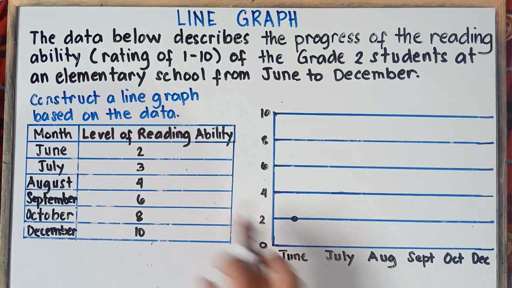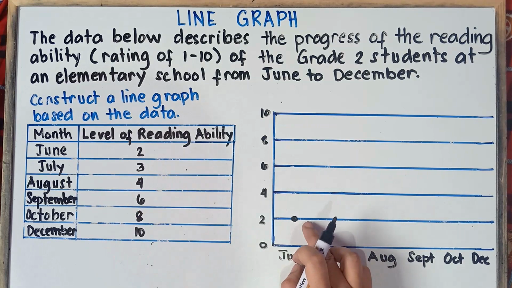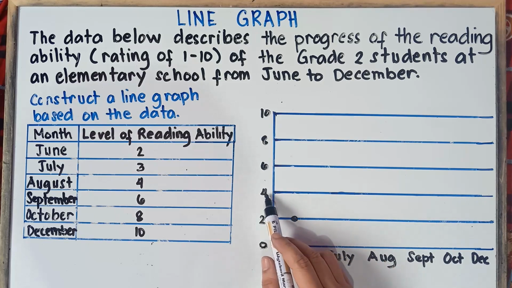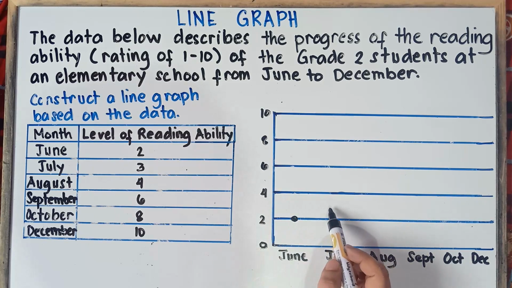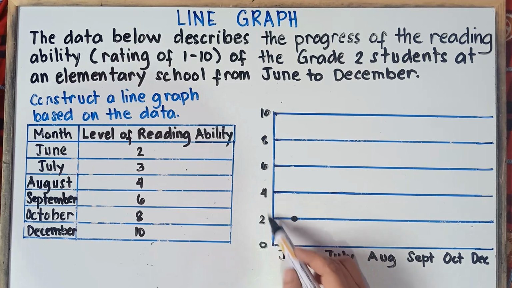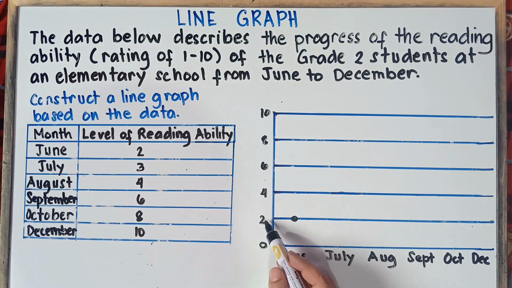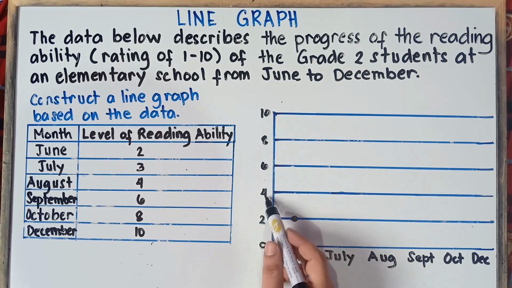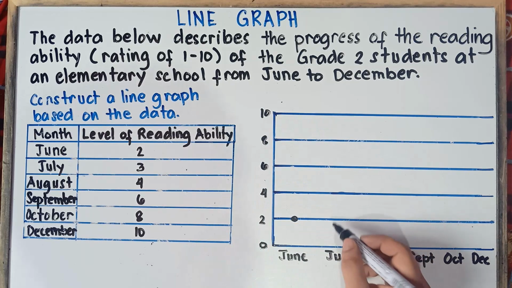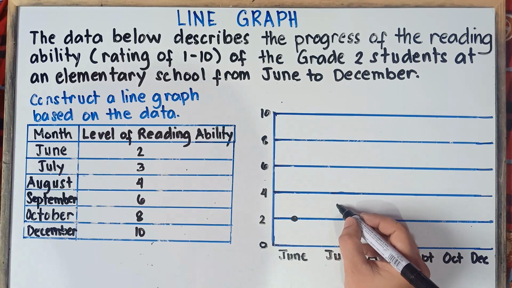And then for July, that would be 3. So that would be greater than 2. So if this is 4, this is 2. Therefore, that would be in between 2 and 4, that is 3. So once again, class, this is 0, 2, 4, 6, 8, 10. So therefore, in between 2 and 4, that would be 3. So this will be July, that would be 3.